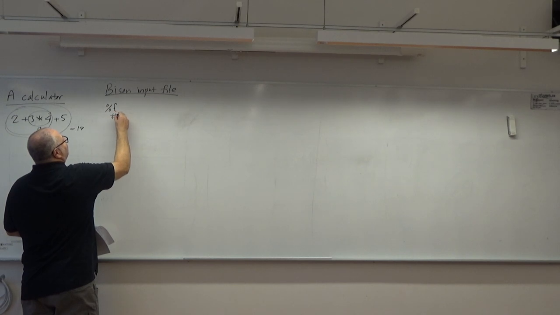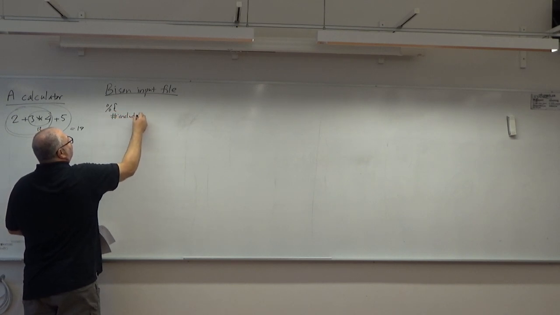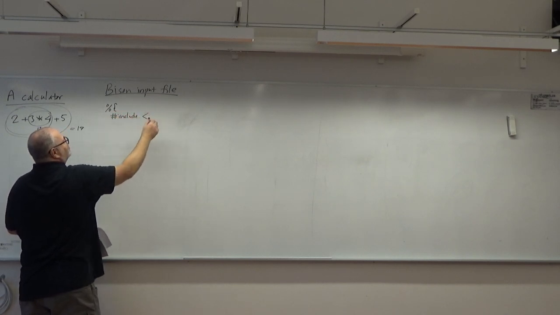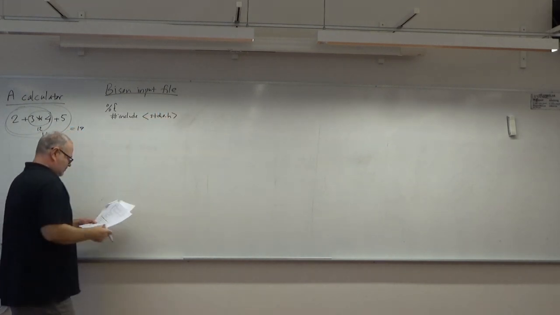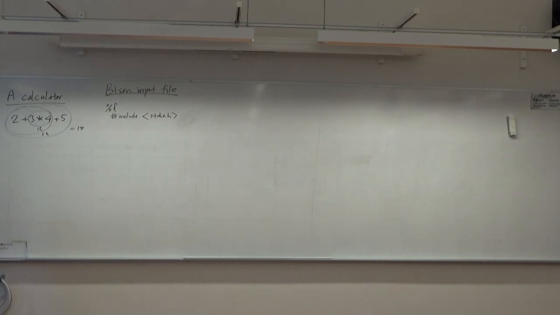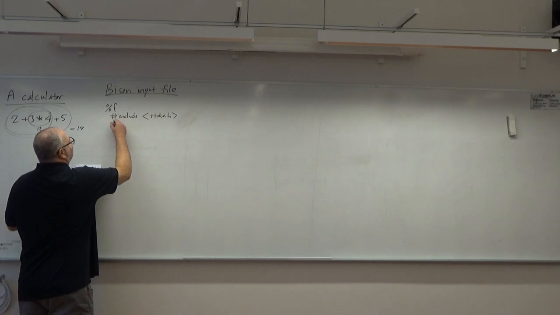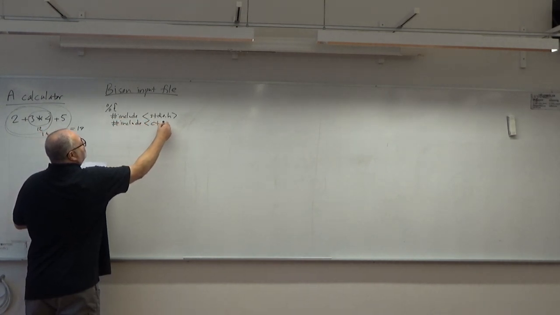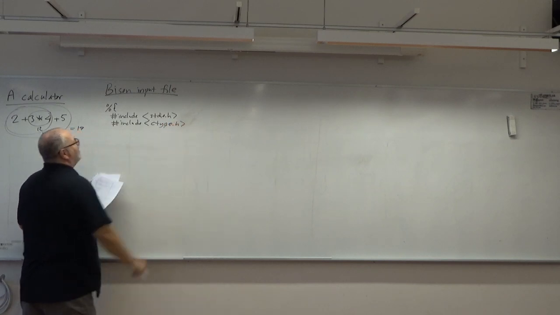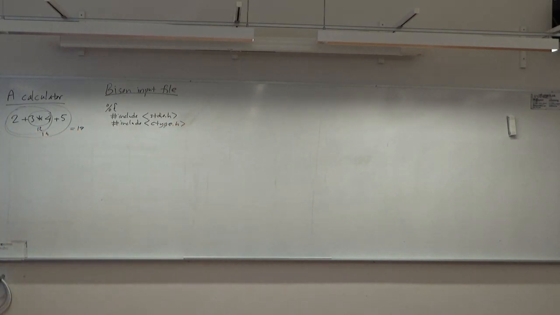Again, we have this C declaration section, include stdio.h, because if nothing else, I want to print the result. I will include other header files that I might need or that I will need. For example, ctype.h has macros of the type isdigit that checks if a character is a digit, and so on.